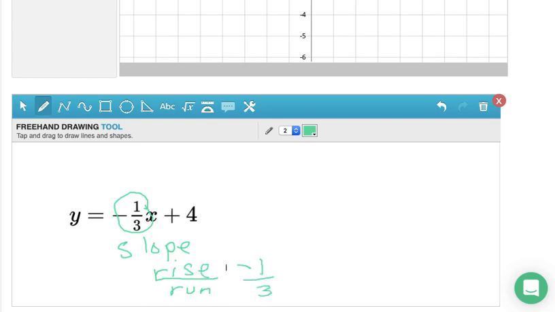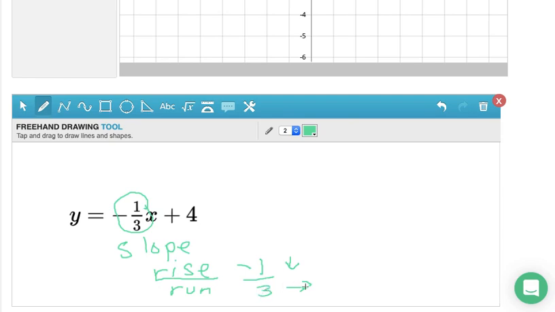So now, when I go to rise negative 1, what does that mean? What does it mean to rise negative 1? Well, rise means to go up, but if I'm rising a negative number, that means I'm going to go down 1. So I'm going to go down 1 here. And then we always run. We run to the right. Okay? We run to the right.